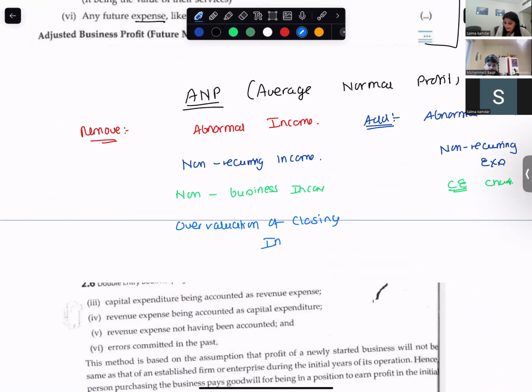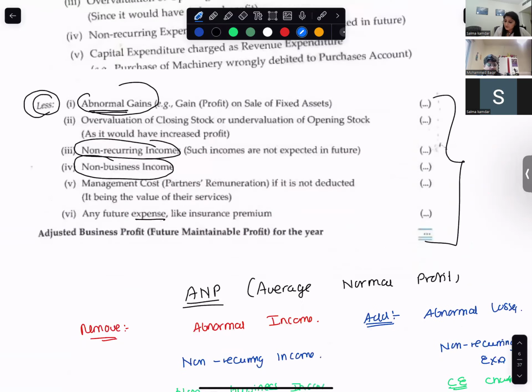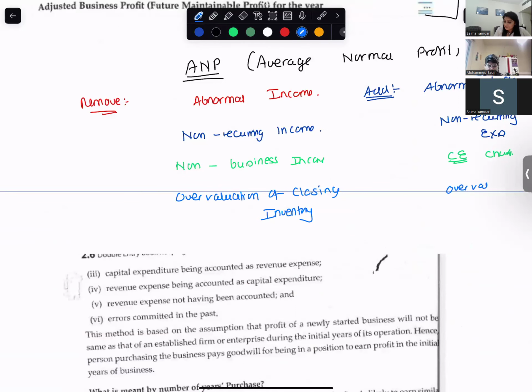So what will you add back? Overvaluation of opening inventory. Why? Because closing inventory is treated as income.